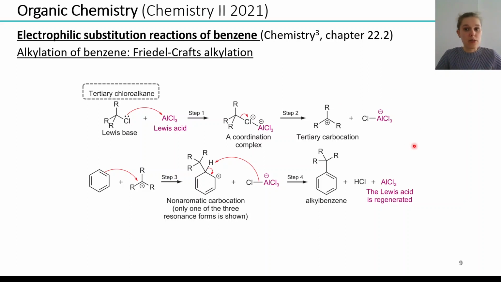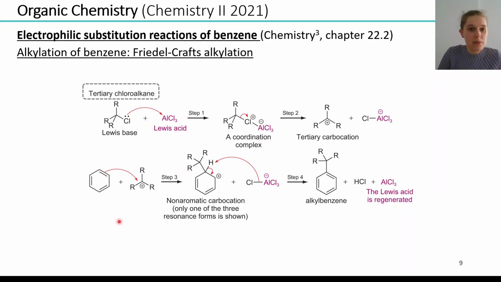Hereby, the rate of formation of the carbocation from the coordination complex depends on the stability of the formed carbocation. We remember that tertiary carbocations are more stable than secondary ones, and primary carbocations are the least stable ones. Hence, tertiary carbocations are formed quite rapidly from the coordination complex where a tertiary halogenoalkane is involved. This we can see here. The secondary or tertiary carbocations are strong electrophiles.